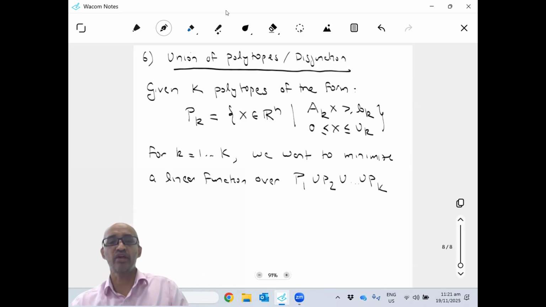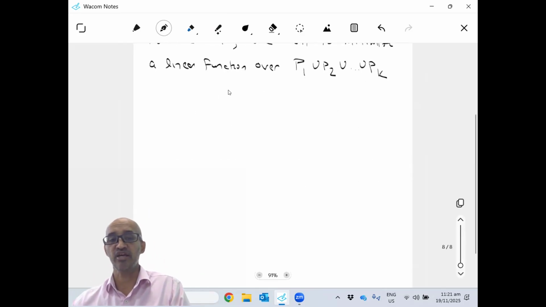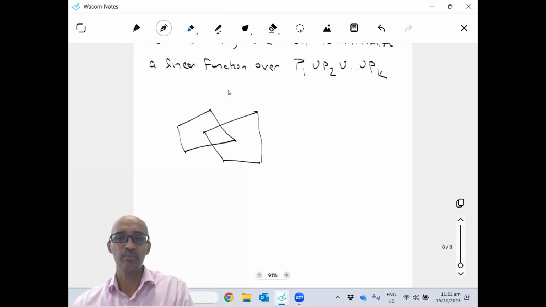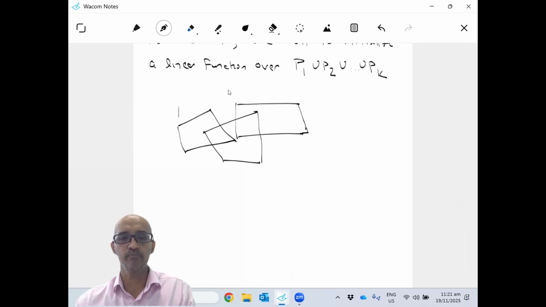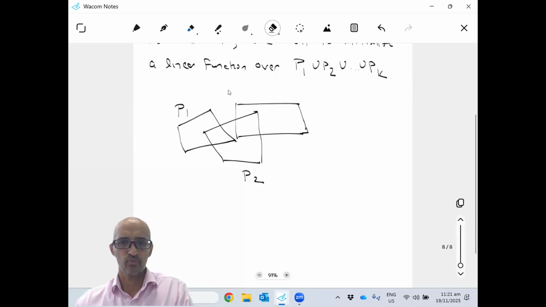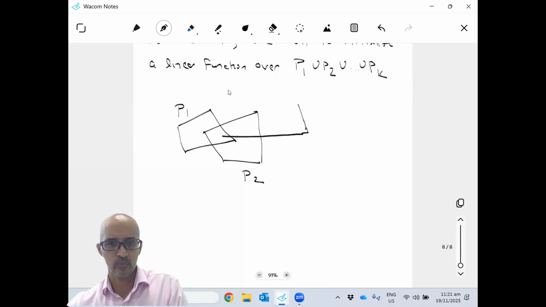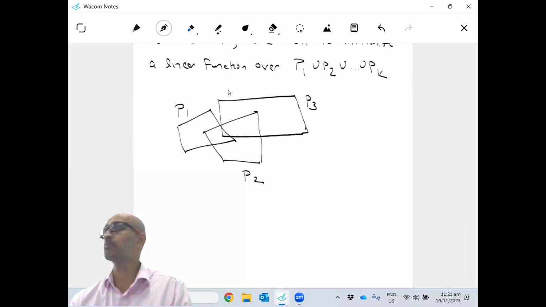Okay. So I give you sets. Let's say I give you a polyhedron. I give you another polyhedron. Maybe I give you a third polyhedron. So let's say this is P1. Let's say this is P2. Maybe let me make this slightly more interesting. Let's say this is P3. Okay. So I've got three polyhedra.